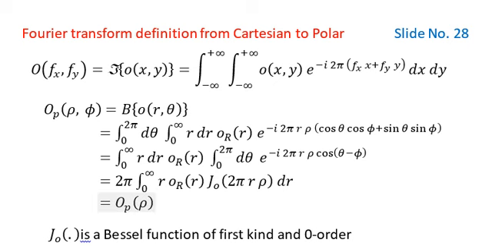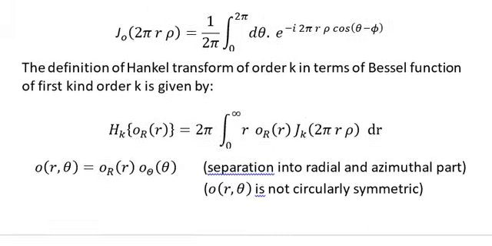So whenever we write capital O subscripted P as a function of ρ, we shall write down this integral, that is, 2π, integration with limits from 0 to infinity with respect to variable r, and the integrand is r, O subscripted capital R, and J0 with an argument of 2π r ρ. So J0 is the Bessel function of the first kind and order 0.